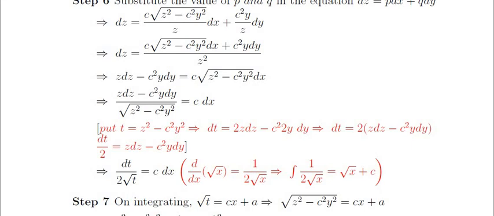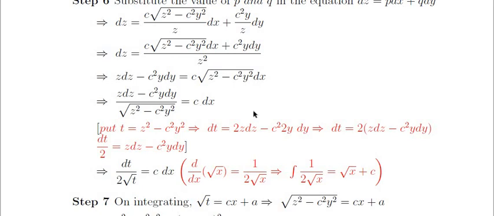Take the LCM and rearrange. z dz is equal to c into square root of z square minus c square y square dx plus c square y dy, where taking the rearrangement, z dz minus c square y dy is equal to c into square root of z square minus c square y square dx. Therefore, integrating and rearranging, z dz minus c square y dy divided by square root of z square minus c square y square equal to c dx.